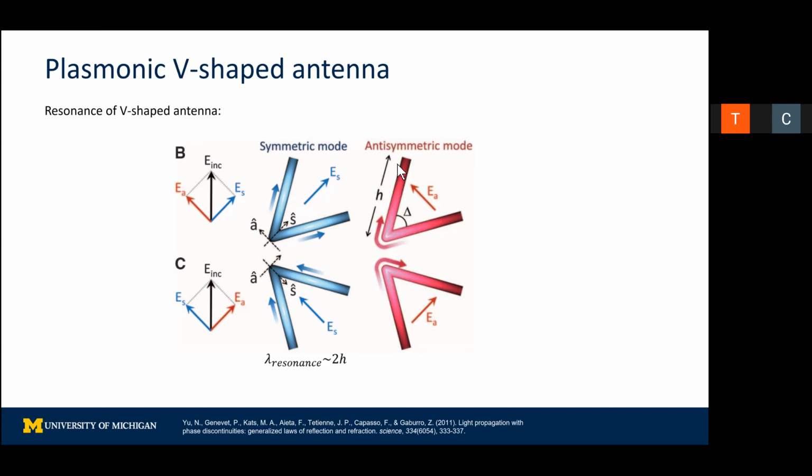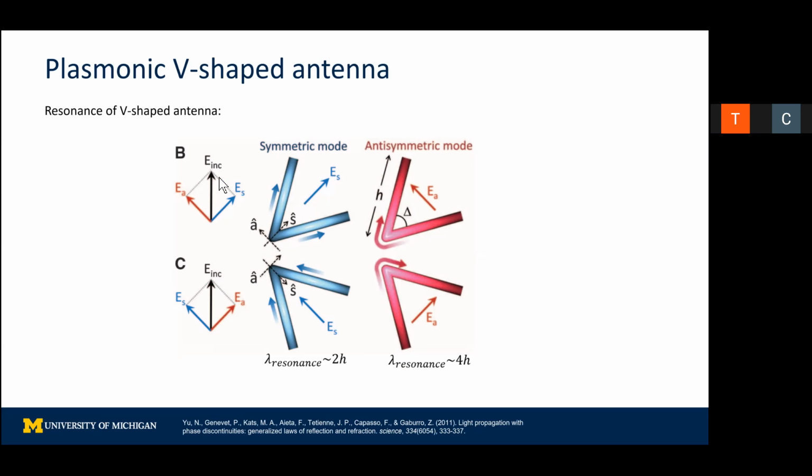The second type of mode is the anti-symmetry mode, where in this case, the light is polarized along this direction, so that the electrons will move from this endpoint to this endpoint. So in this case, the resonance wavelength will be 4 times the length of the antenna.